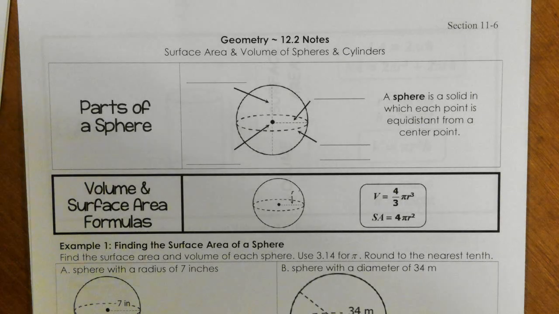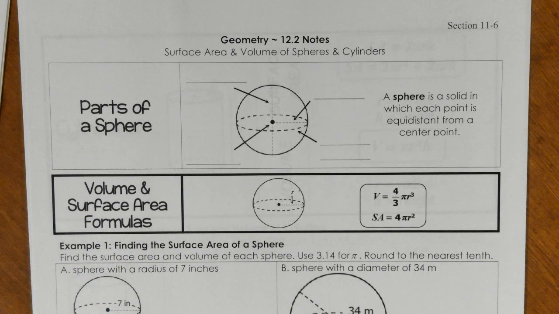All right, for 12.2, we're going to do surface area and volume of spheres and cylinders. So I put these two together just because I think they're easier to do together with using pi in both of these. So let's get started.